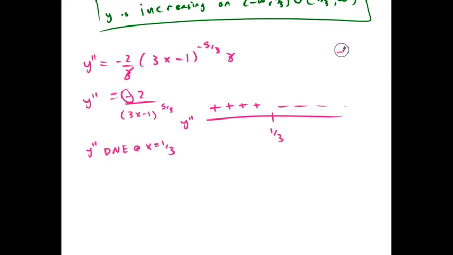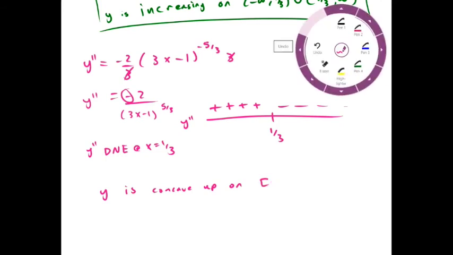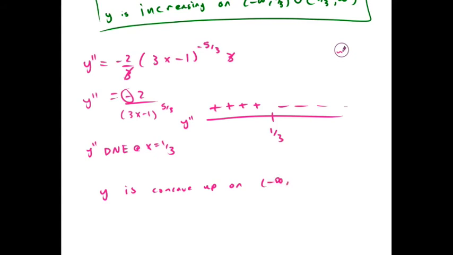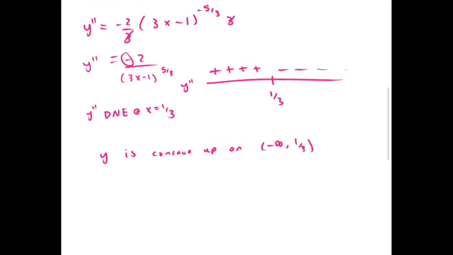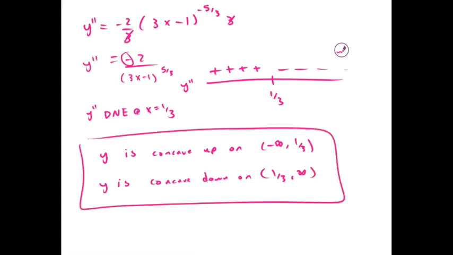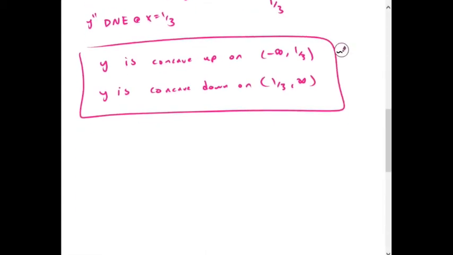So this shows us that y is concave up on the interval, sorry, this should be an open interval, negative infinity to 1/3, and y is concave down on the interval 1/3 to positive infinity. So if we use all these things to sketch a graph.